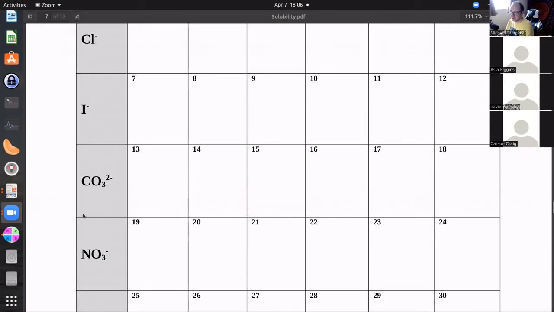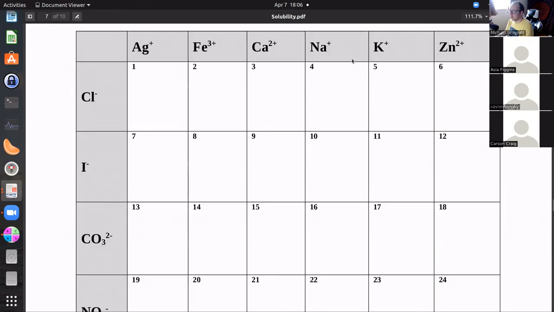When we have carbonate here, that has a 2- charge, right? And if we have sodium going with it, that means we're going to need 2 sodiums for every carbonate. So if this did form a precipitate, that would be Na subscript 2 CO3, right? Because you're going to need 2 of these and you need to indicate that in your equation.